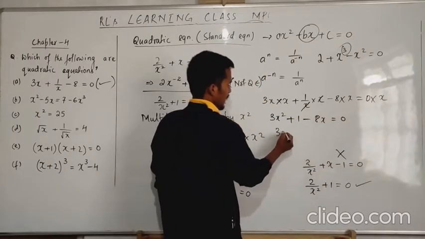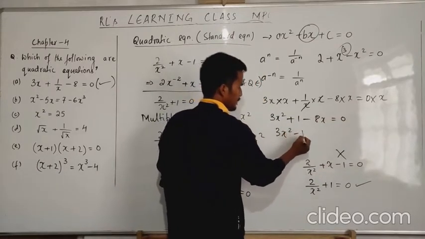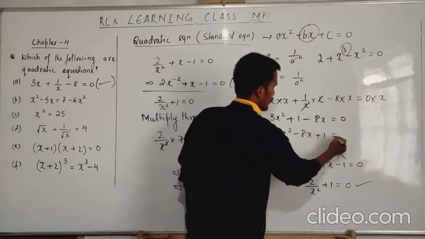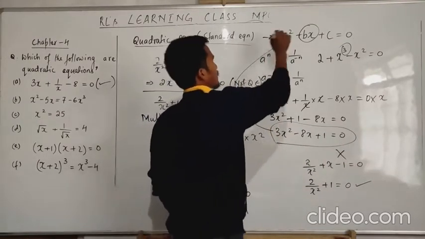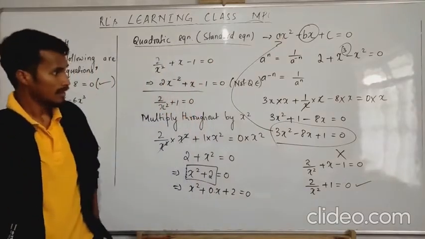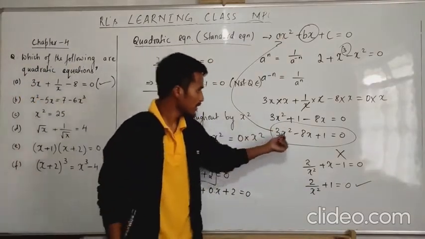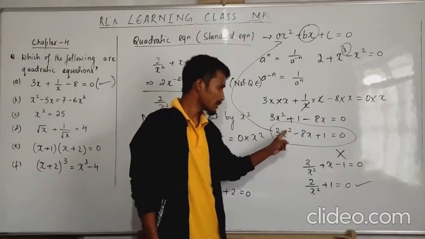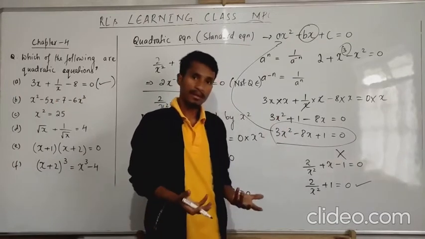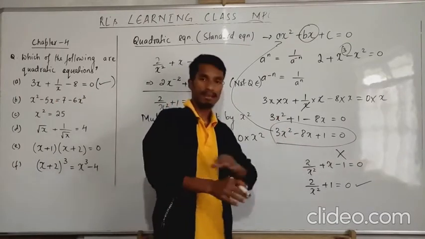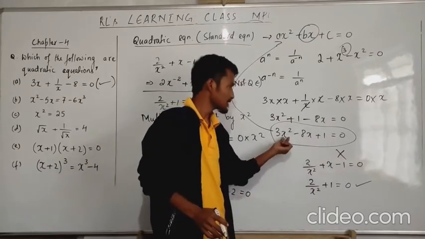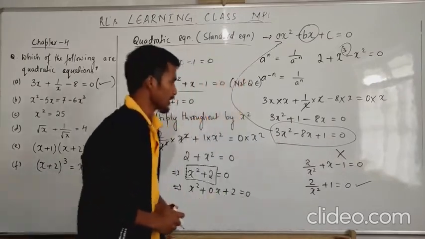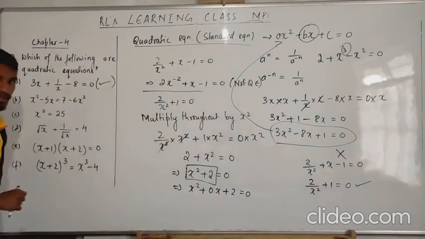Then after the arrangement, 3x square minus 8x plus 1 equal to 0. Then this is in the form of this quadratic equation. Now this is a quadratic equation. Look here, the power is also 2, and the power is positive. This constant term doesn't matter, this 1, 3, 8, 1, whatever number it is. But the matter is this variable. Okay, then this is a quadratic equation.